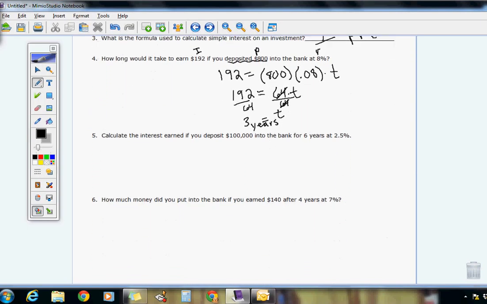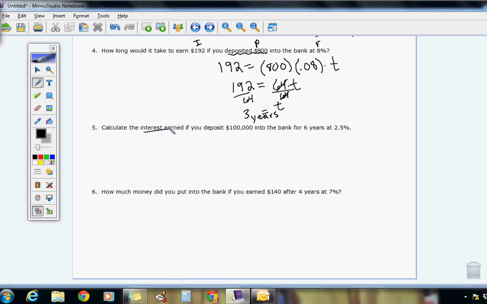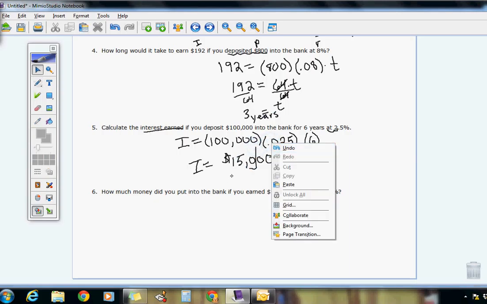All right, so looking at the next one, calculate the interest earned. Again, now we're looking for interest earned. So we are looking for the I. If we put in 100,000, so there's the principal, and then for 6 years at 2.5, we just have to make sure we put in 0.025. The correct way to get a percent into a decimal is to move the decimal over twice, and then times 6 years. So this is a straight up, just plug into the calculator and away we go. This comes up to $15,000 in interest. And on these, you always want to make sure your answer at least makes a little bit of sense at the end of the problem.